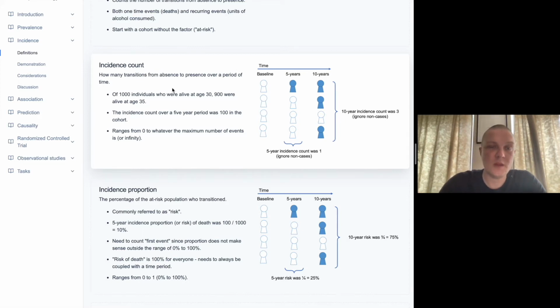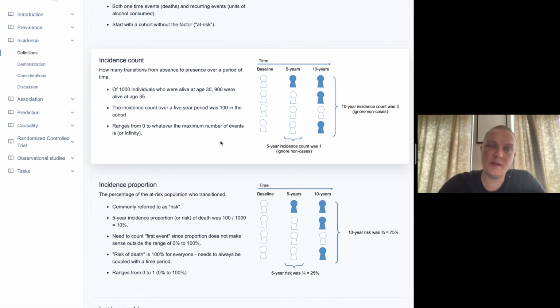You could also express it as: of 1,000 individuals who were alive at age 30, 900 were alive at age 35. When you say it like that, you actually know how many individuals you started with. And then in your head, you can calculate some relative measure. But if you just mention the incidence count over a 5-year period was 100 in the cohort, it's a little bit more tricky. It ranges from 0 to whatever the maximum number of events is, or it could also be infinity if there is an infinite number of events that could occur.